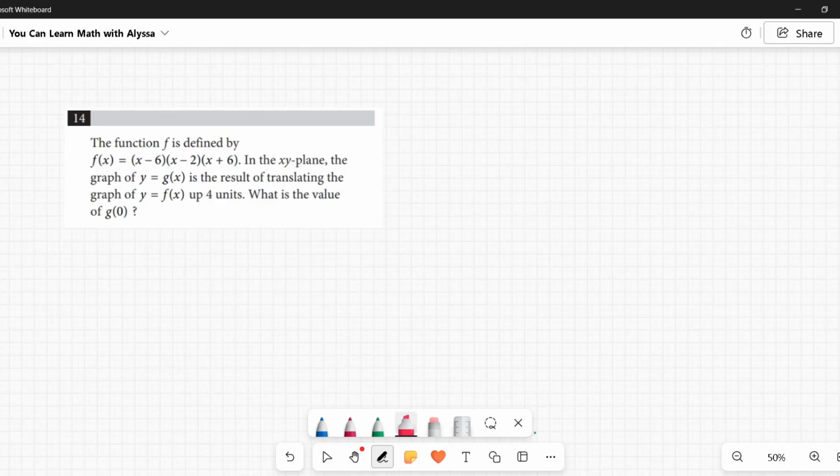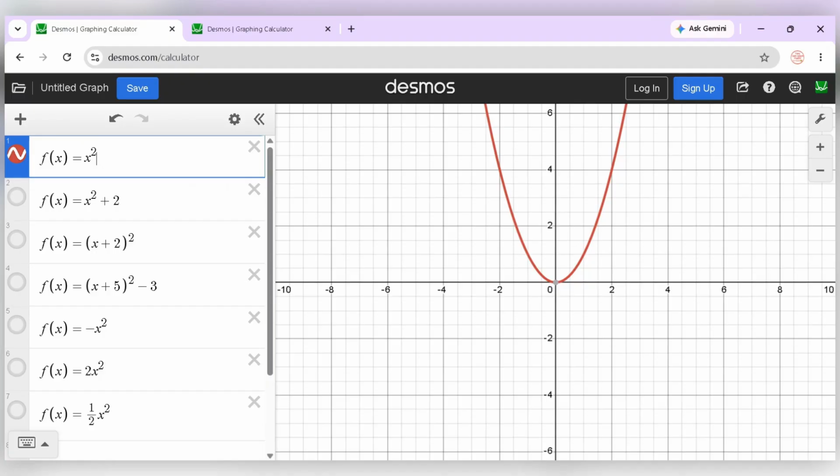The big thing here is translating the graph up 4 units. They like this type of problem: take a function and then translate it up, left, right, down, whatever. There are some basic rules for translating and how to change a function to translate it. They make this very, very simple, but you do need to know these rules ahead of time. So I'm going to go through all of them. The easiest way to do that is to show you in Desmos.